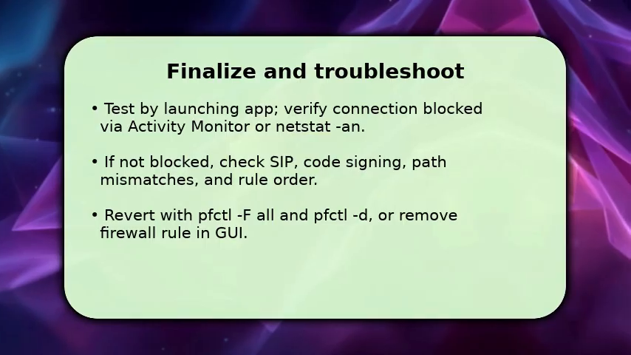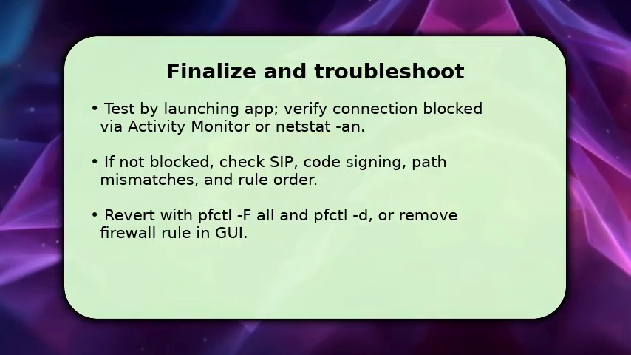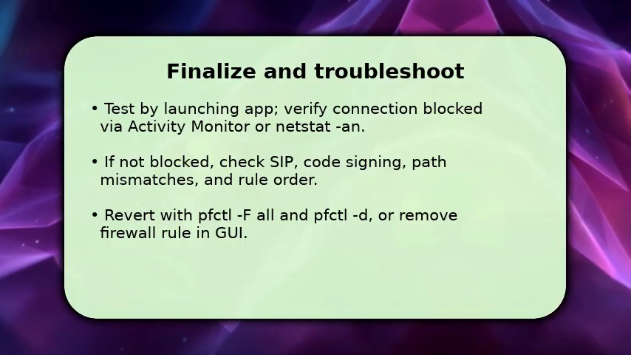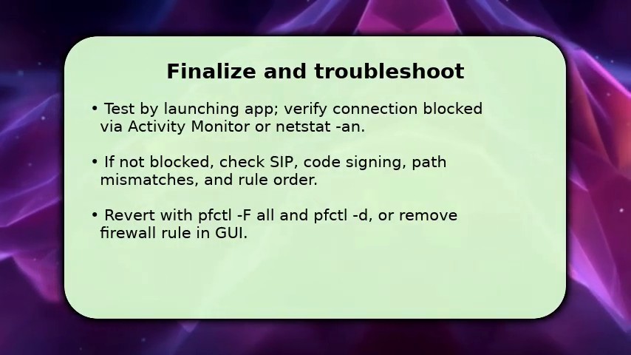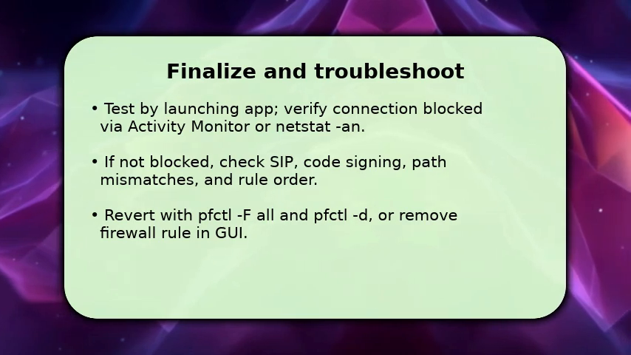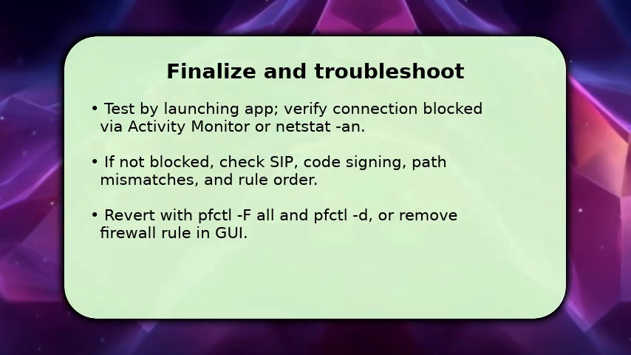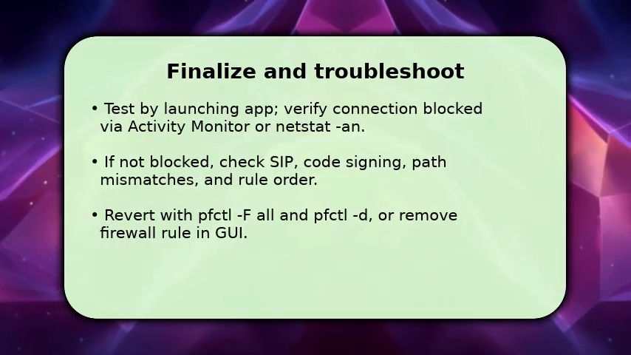If something breaks, revert quickly. Disable PF with sudo pfctl -d and flush rules with sudo pfctl -F all, or remove the specific rule in your firewall app. One tip: always keep a backup of original configs.